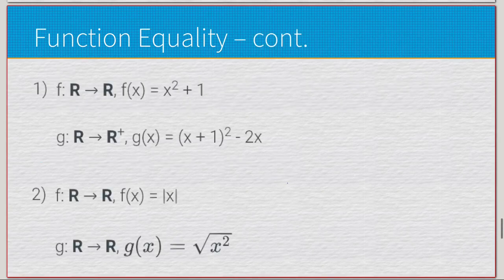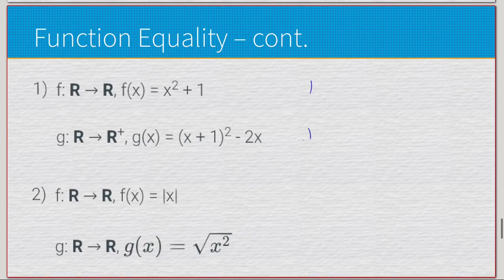So some examples here would be for function f, real numbers all map to real numbers. f of x equals x squared plus 1. And then we have g, R maps to all positive real numbers, g of x equals (x plus 1) squared minus 2x. It's good to know that these are going to be equal to each other, but if we want to do an example, we can just look at 0. So 0 squared plus 1 is 1, and 0 plus 1 is 1, squared is 1, minus 2 times 0, which is 0, so 1.